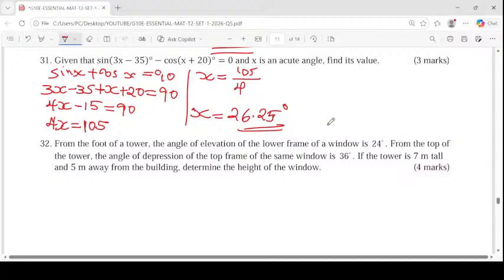26.25 degrees as the value of x. Let us go to question number 32.